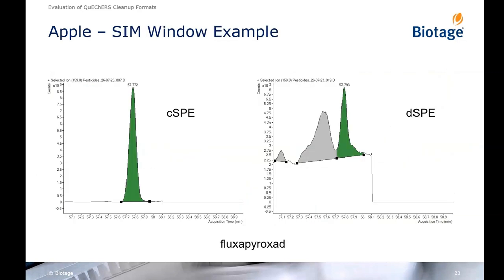And let's take a close look at fluxapyroxad, and you can again see this is just for the dSPE. This is just not chromatography anybody really likes to see. But wow, for that CSPE, it just looks so much better.